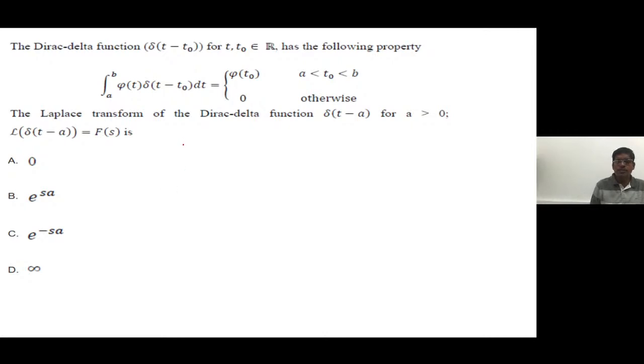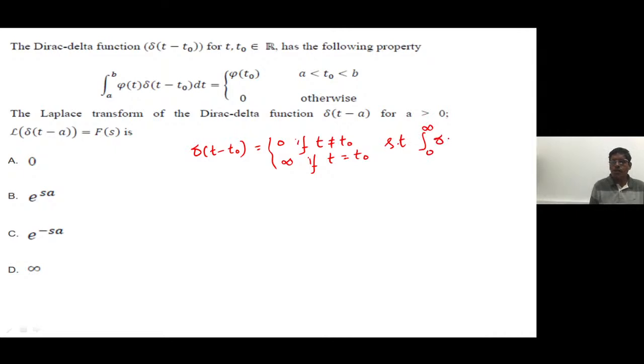So usually here delta of t minus t naught, usually this t naught is denoted by a also by some people, is equal to 0 if t is not equal to t naught, otherwise infinity if t is equal to t naught, such that, from Laplace transforms, the integral from 0 to infinity of delta of t minus t naught integrating with respect to t is equal to 1.